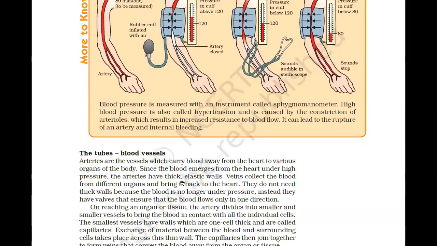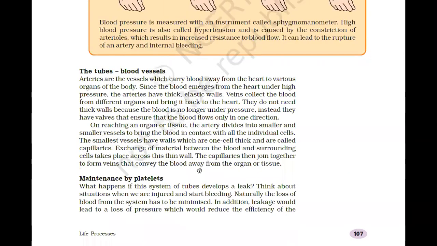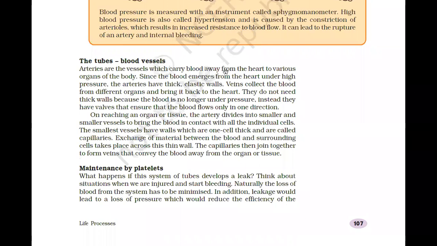The tubes, blood vessels. Arteries are the vessels which carry blood away from the heart to various organs of the body. Since the blood emerges from the heart under high pressure, the arteries have thick elastic walls. Veins collect the blood from different organs and bring it back to the heart. They do not need thick walls because the blood is no longer under pressure. Instead, they have valves that ensure that the blood flows in one direction only.